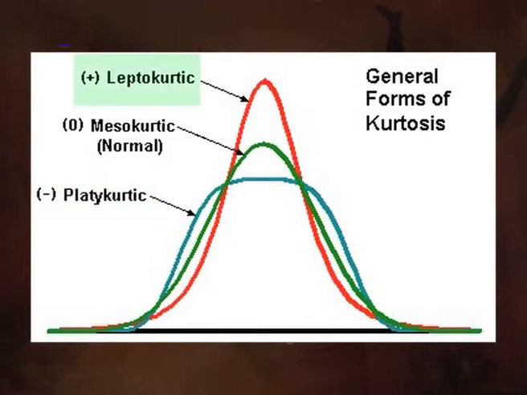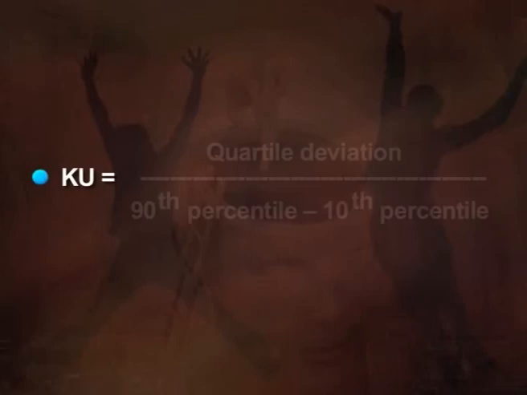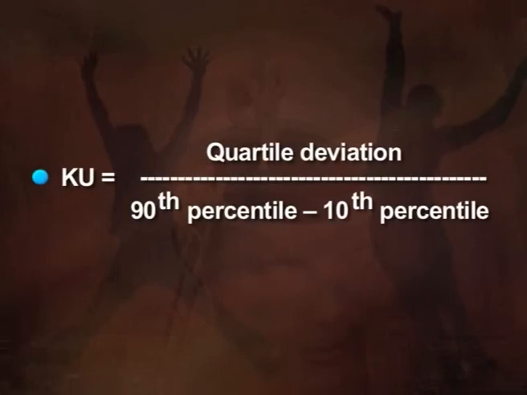Leptokurtic is the form of kurtosis whereby the distribution has higher peaks around the mean compared to the normal distribution, which leads to thick tails on both sides. This peak results from the data being highly concentrated around its mean due to lower variation within the observations. Now, further, the value of kurtosis can also be determined by the following formula. Ku is equal to quartile deviation divided by 90th percentile minus 10th percentile.